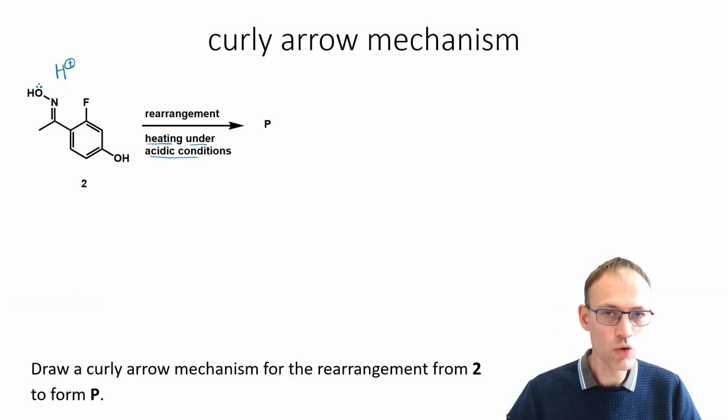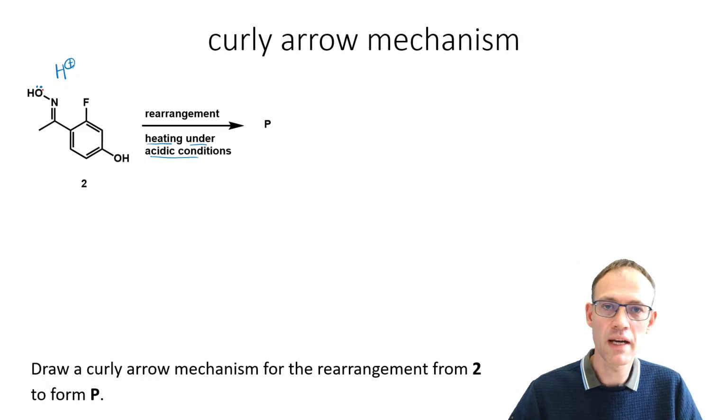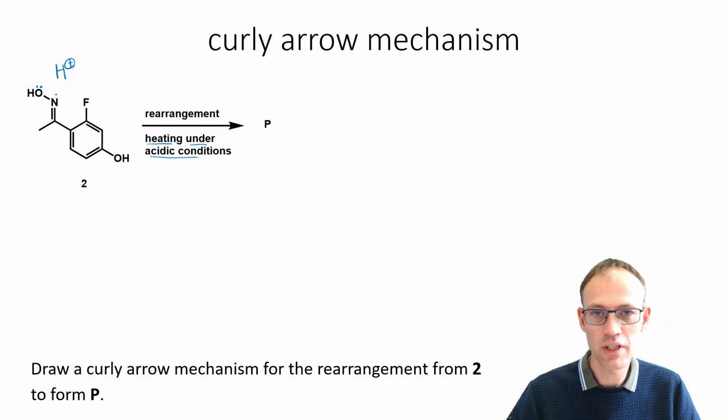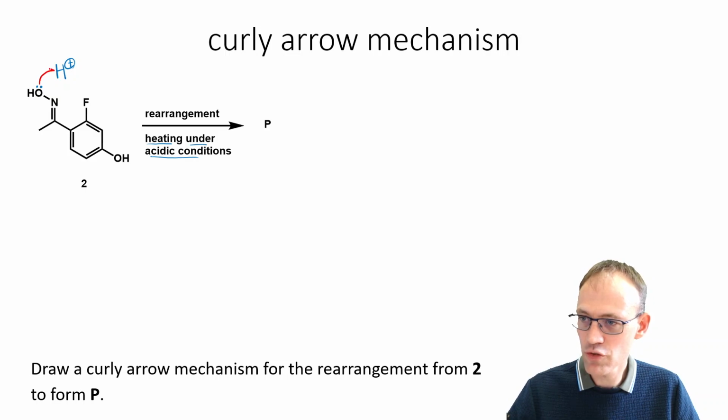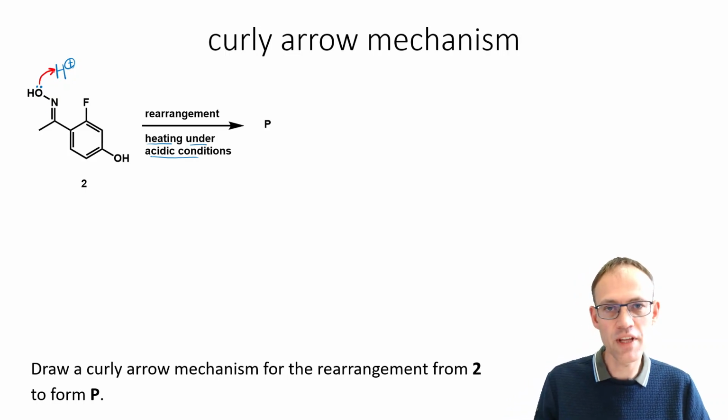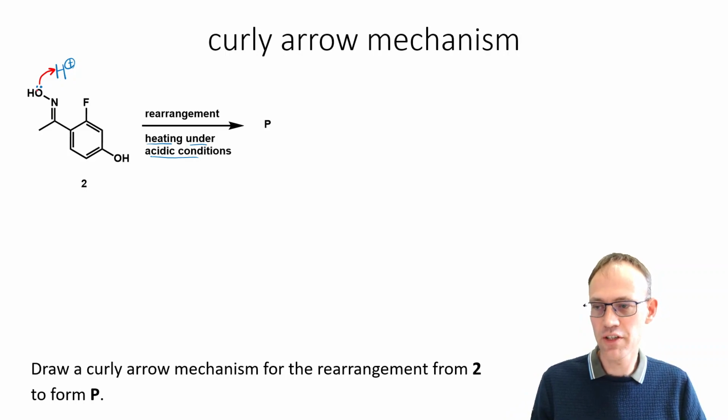Curly arrows always start on a pair of electrons, so that's either a lone pair or a bond. In this case we're protonating the hydroxyl group, and that means that the curly arrow is going to start on these two electrons here, and a curly arrow always points towards a positive charge. So that's what's happening here. The curly arrow starts on these electrons and goes to something that wants electrons, in this case the proton.